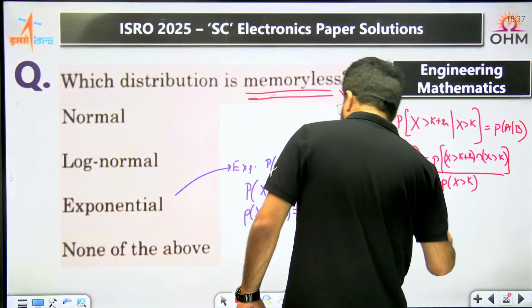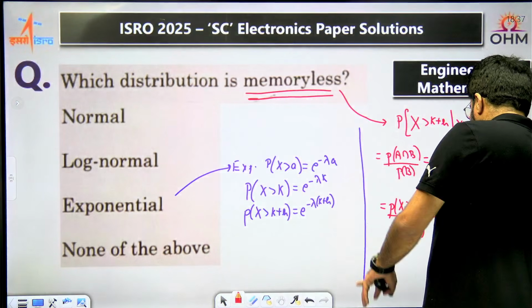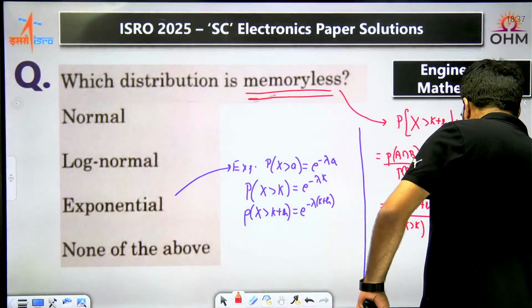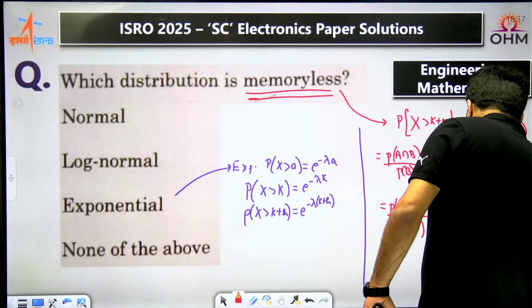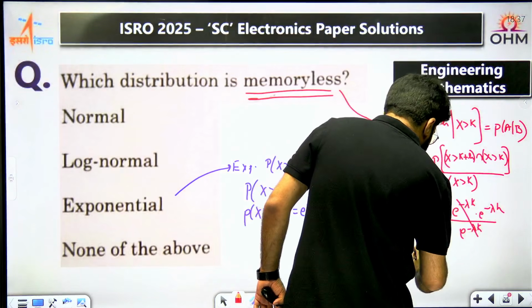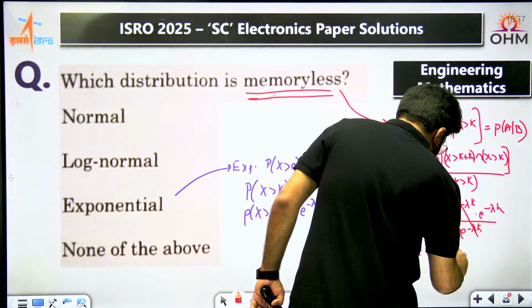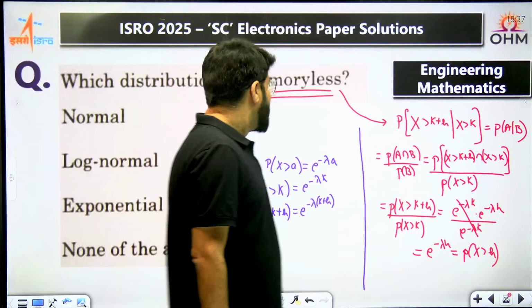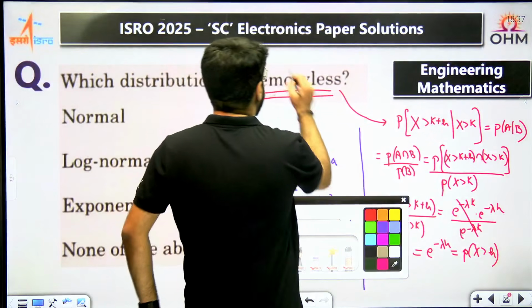Now, if I substitute the formula, the numerator will be e power minus lambda k, e power minus lambda h, since I split it. The denominator probability is e power minus lambda k. These two will get cancelled. The answer is e power minus lambda h. Now, what is e power minus lambda h? It is the probability X greater than h. So what I was trying to tell you is what memoryless means.